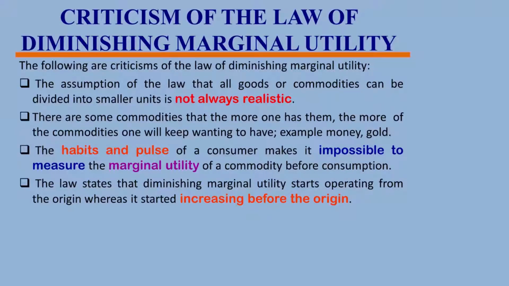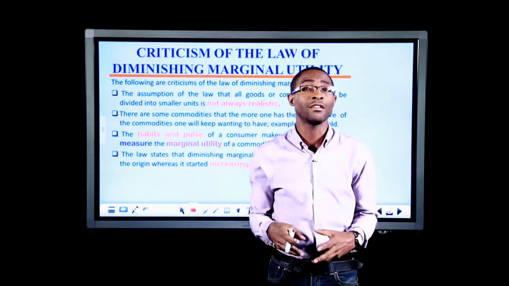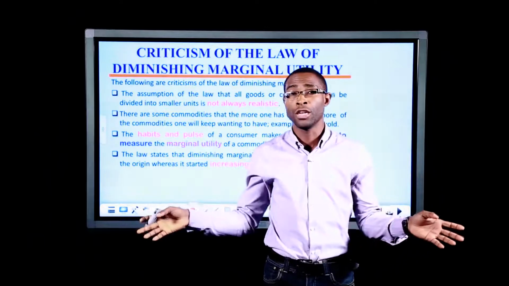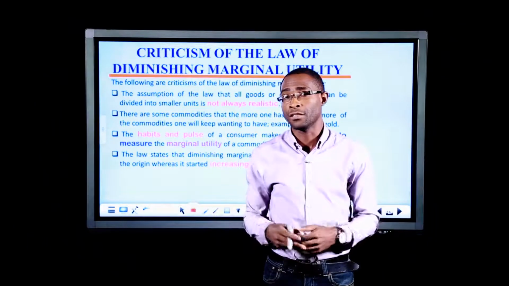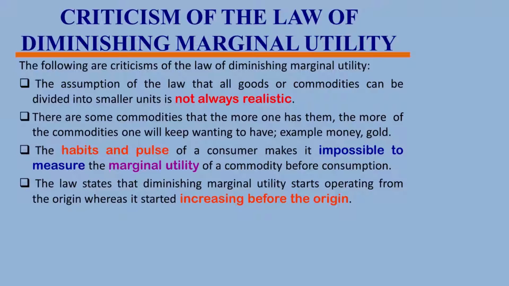Criticisms of the law of diminishing marginal utility. The following are the criticisms of the law of marginal utility. The first is that the assumption of this law that all goods, all commodities can be divided into small units is not always realistic. Your dad cannot divide his car into smaller units in order to derive satisfaction. That won't take him anywhere.